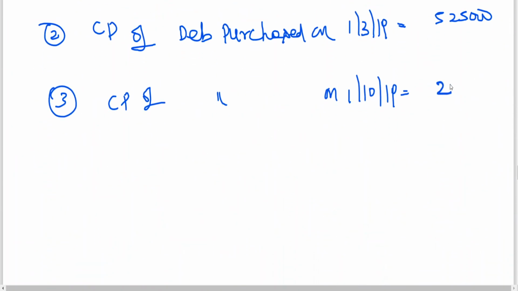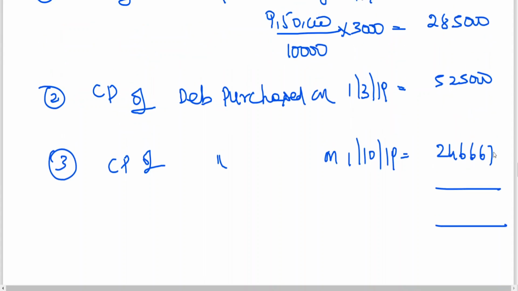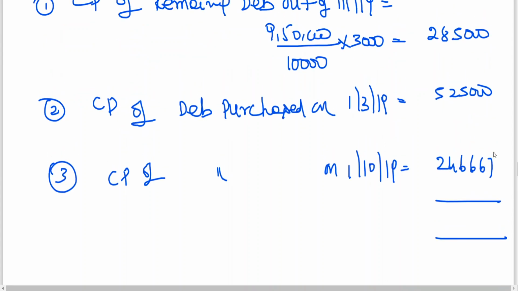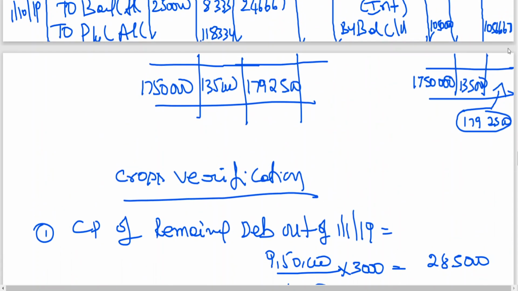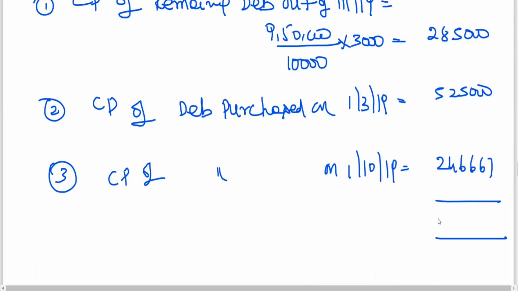$2,46,667. Okay, 2,85,000 plus 5,25,000 plus ... is equal to 10,56,667. Is it right or wrong?